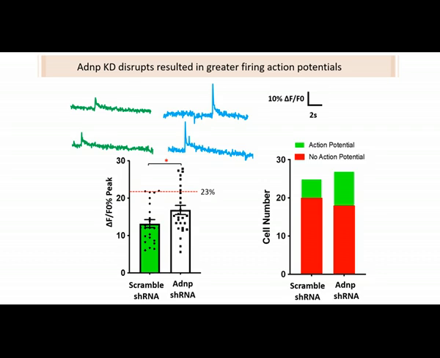Our series of experiments clarified the multiple functions of Admp in neurodevelopment, including neurite formation, spine formation, neural activity, and connectivity. And this suggests that Admp is a key player in neuronal development.